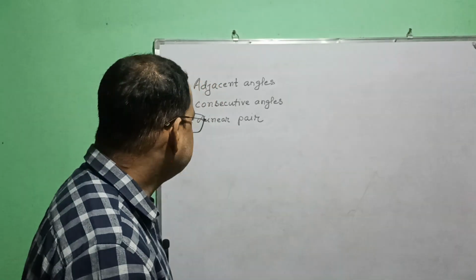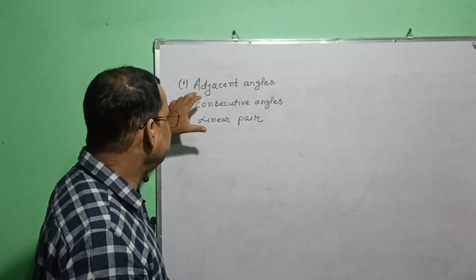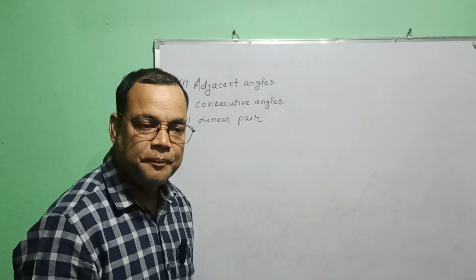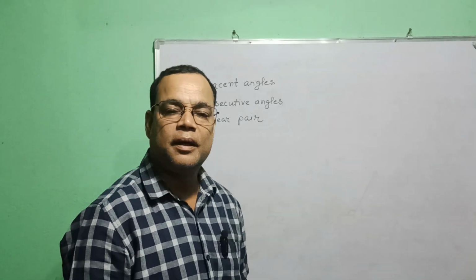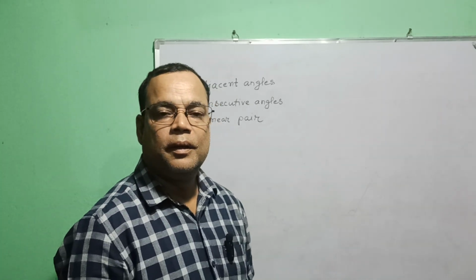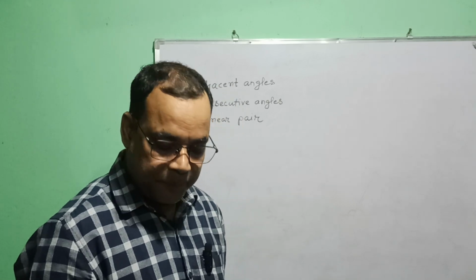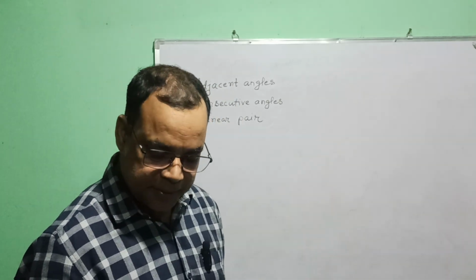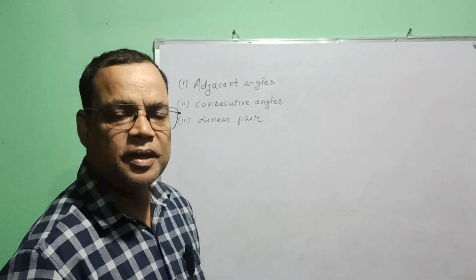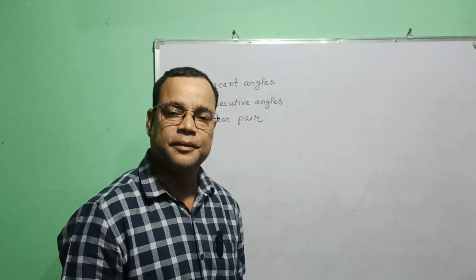Today I am going to discuss some other types of angles like adjacent angles, consecutive angles and linear pair. In my previous video I discussed some other types of angles like acute angle, right angle, obtuse angle, straight angle, reflex angle and complete angle. So these are angles on the basis of degree measure.